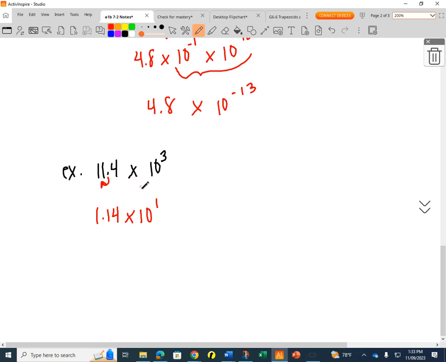So 1.14 times 10 is 11.4, right? Because that's 10 to the first power. But we can't forget we had this as well, times 10 to the third power. So now I still have 1.14, but I'm going to add my exponents here because the 10s are like bases. Very good. So once you multiply these, if it's not in scientific notation, you've got to rewrite it in scientific notation. All right?